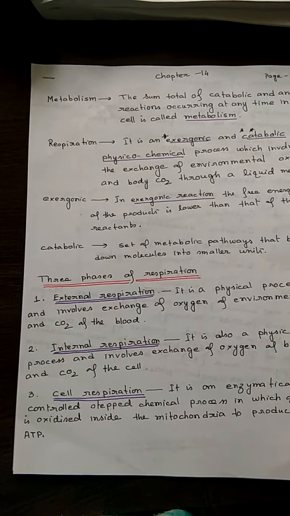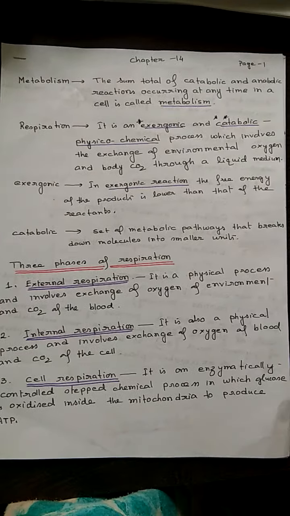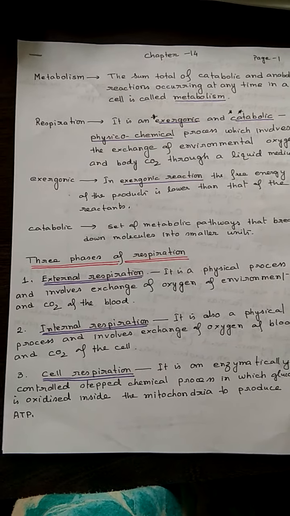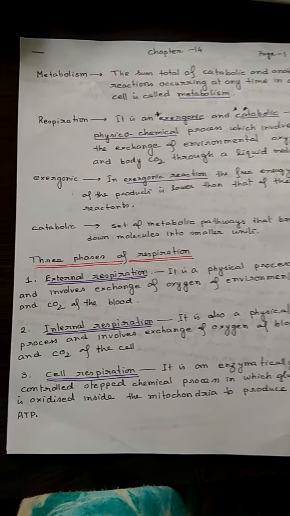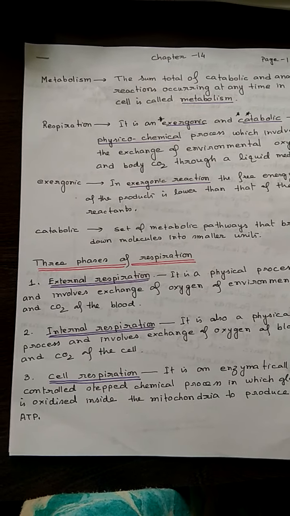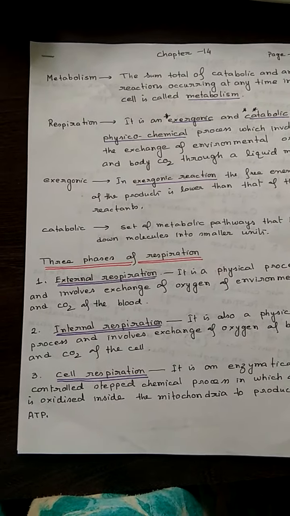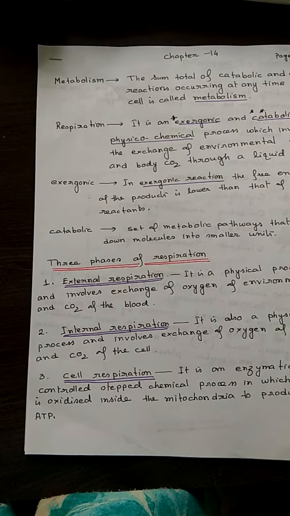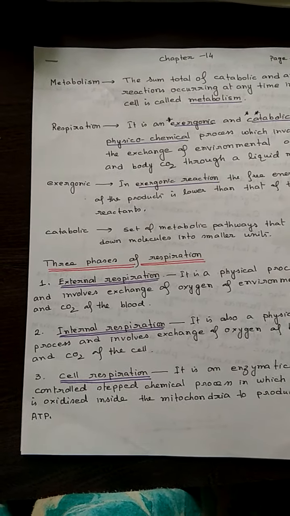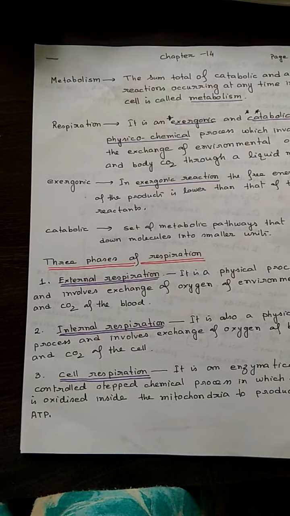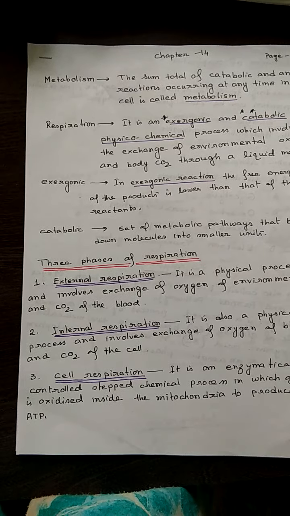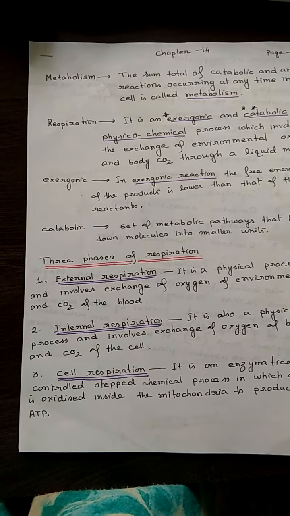Now, in respiration, there are three phases. All of you know about that. External respiration, internal respiration, and cellular respiration. And in this physical process, it involves exchange of gases of the environment and carbon dioxide of the blood at the respiratory organ. Okay.